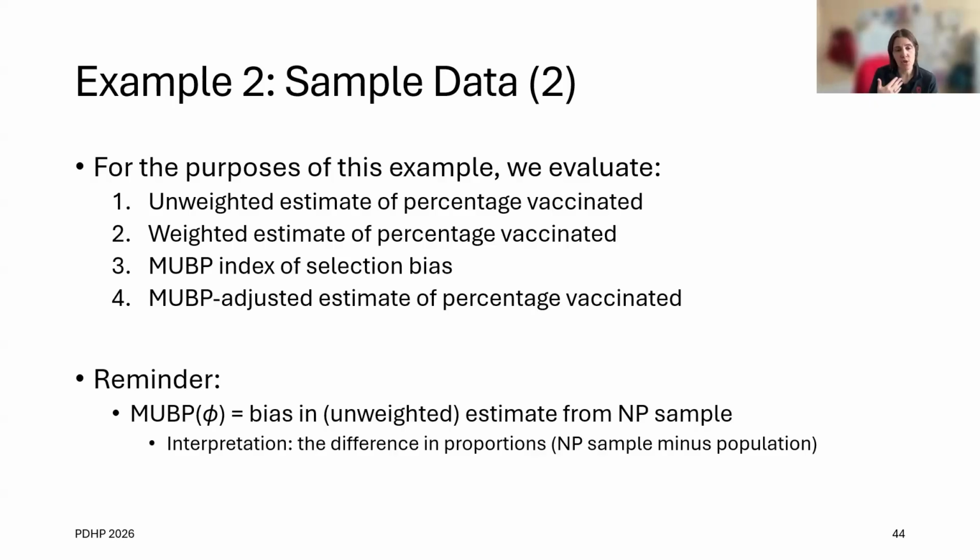So again, this interpretation of the MUBP is a difference in proportions: what I observed in my sample minus the population estimate under this model for a particular phi value.